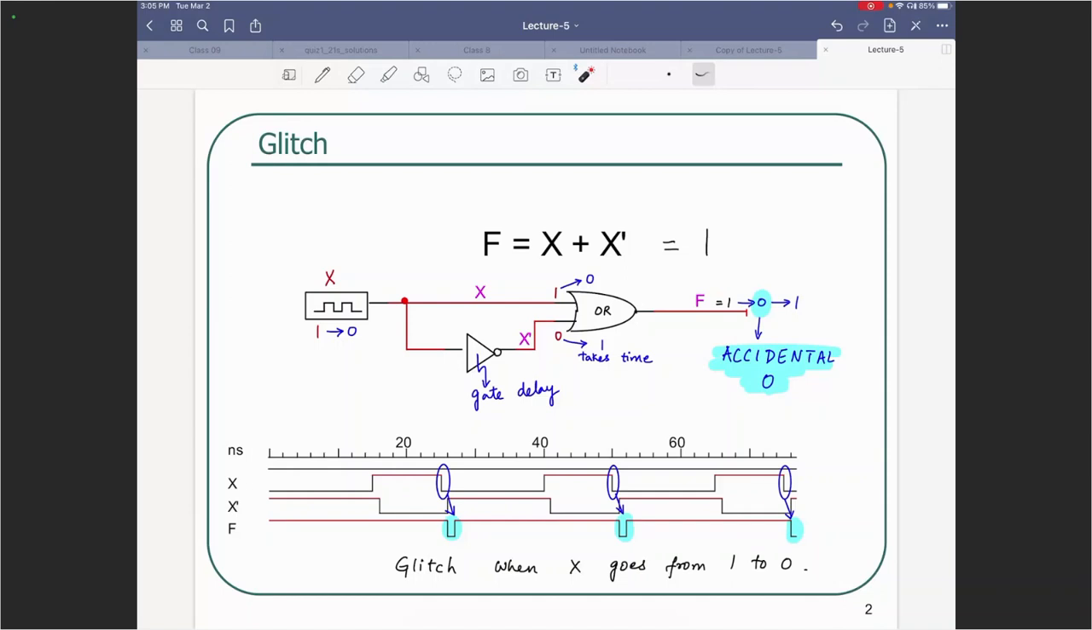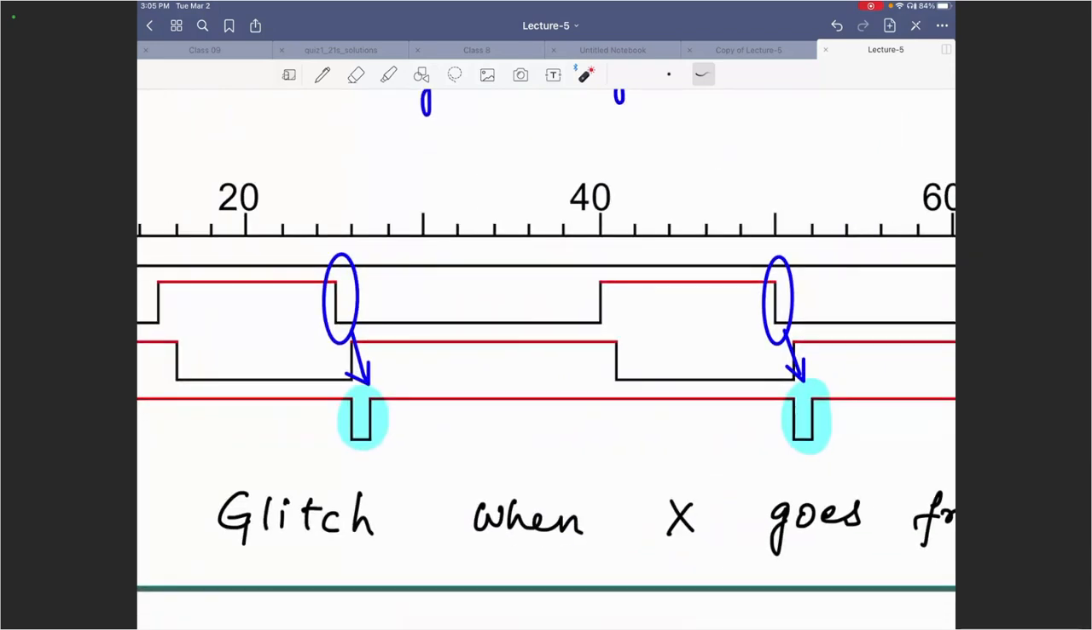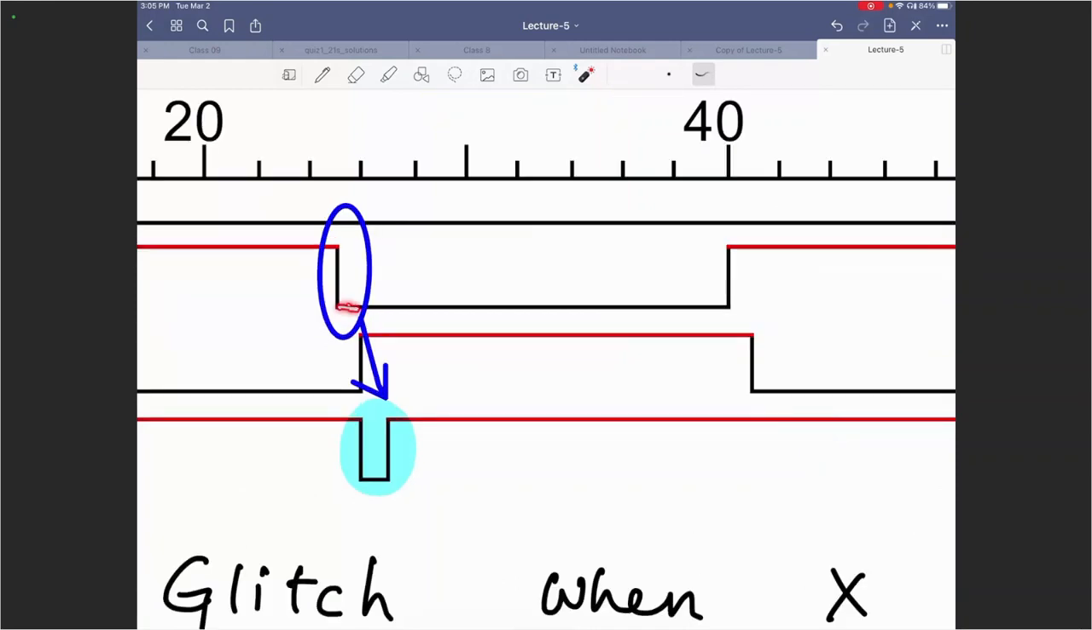All right, so there's a question in the chat box. Should the F line be shifted a tiny bit to the left? How come? So this caused that, right? So the moment this went to zero, that went to zero, this went to zero. So there are delays, right? The OR gate also has a delay. Yeah, that's right. There is a delay in the OR gate too.